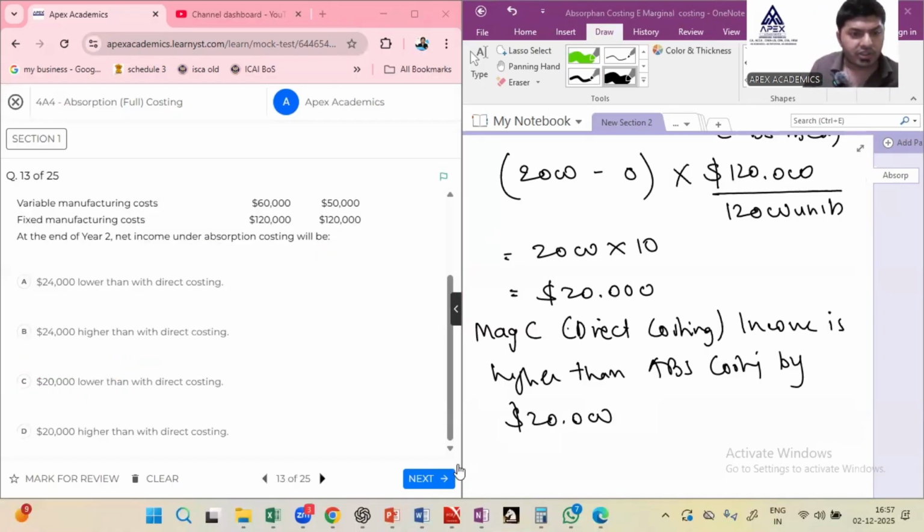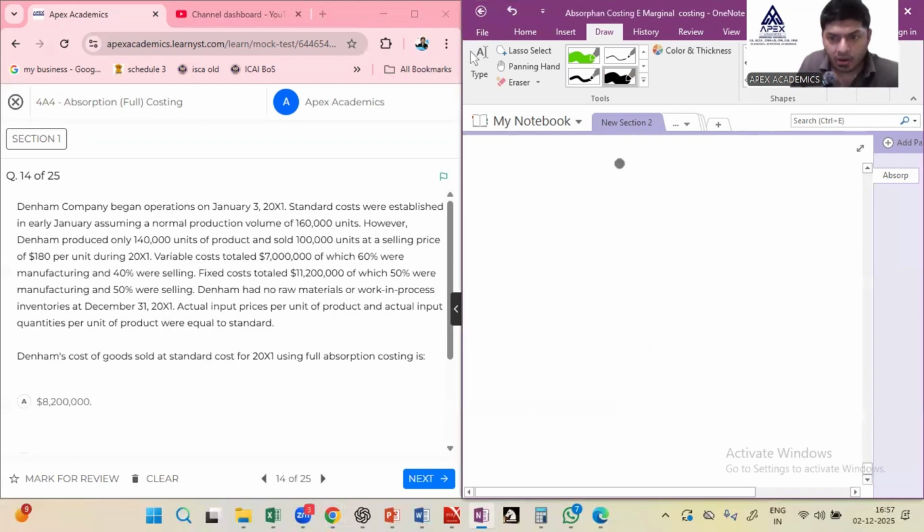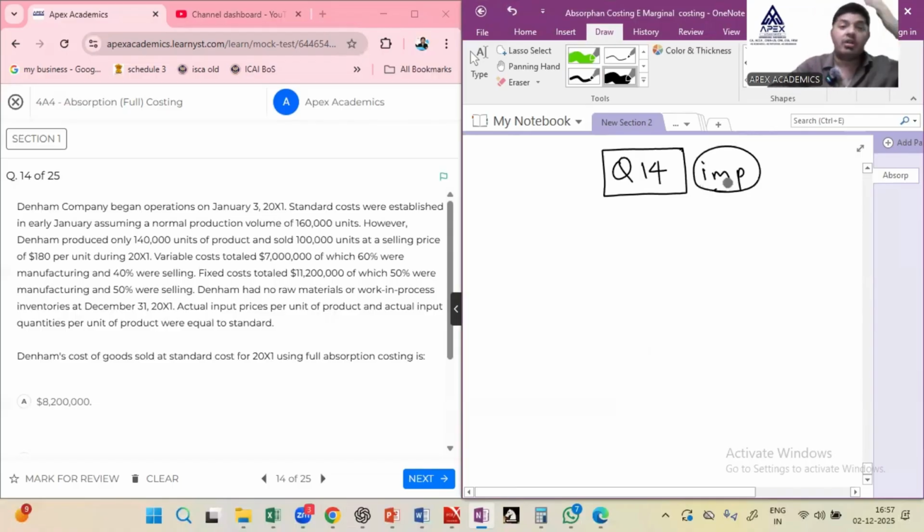We go on to question number 14. Question number 14 certainly has to be highlighted as an important question in your entire journey of this particular unit reading. So question number 14, I mark this as an important question. Let's all focus on question number 14. What does question number 14 say?